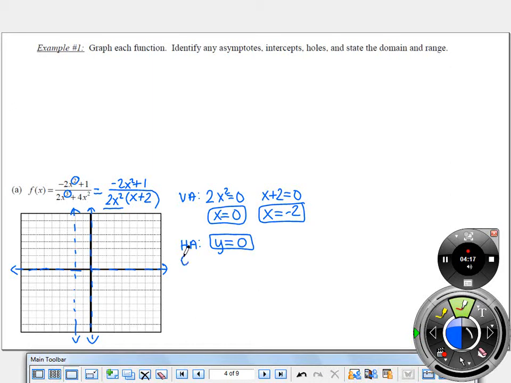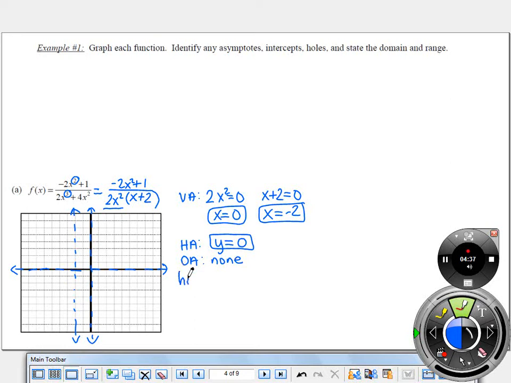Because I have a horizontal asymptote, that means I do not have an oblique asymptote. So an oblique asymptote would be some sort of curve or line that's not horizontal that your function follows at the end. So you only have one or the other. It either follows a horizontal line or it doesn't, and then you go find an oblique asymptote.